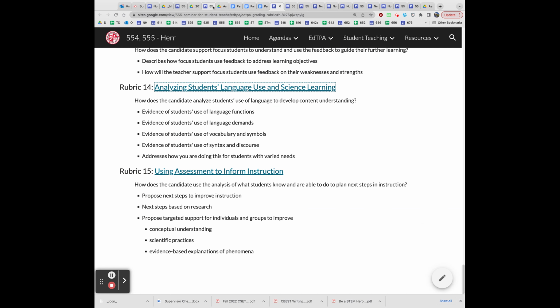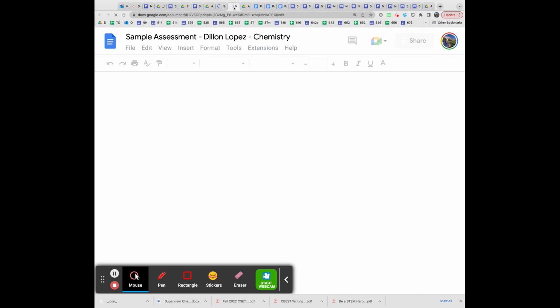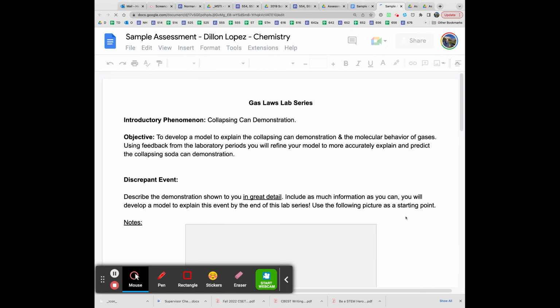I'm going to look at one more here. I'm going to look at Dylan's chemistry example. So let's go ahead and just open up Dylan's assessment. Again, these are real assessments. These guys scored very well on this portion, actually on the entire EdTPA, but on this section. So Dylan's doing one here on the gas laws and so forth. And we can see right up front that there's a phenomenon here. This is the old collapsing can, with the condensation and the reduction in pressure.